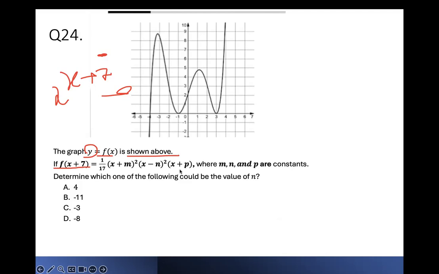This is the long equation. Should you panic? Ignore it. Where m, n, and p are constants. Determine which one of these could be true for n. This n here has a square. M also has a square. P and n do not. That means it's passing through.